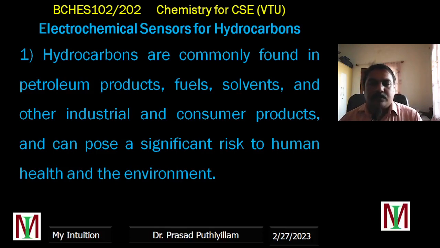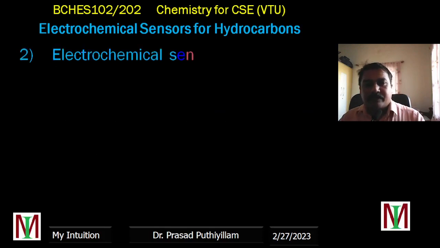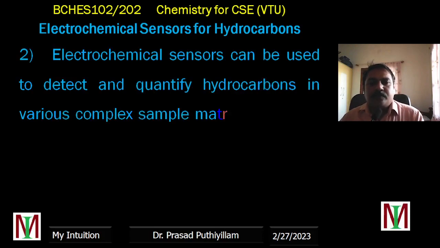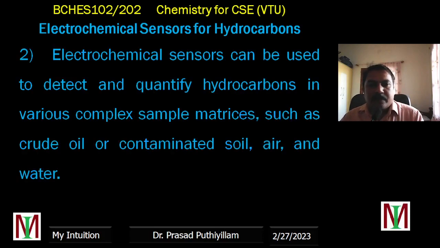Therefore, handling those petroleum products, fuels, solvents, other consumer products, some creams that we use, all of these contain hydrocarbons. So we have to monitor in such a way that those which are poisonous to our body should not be present there. Even for those which are less poisonous, chemicals when we use them will have some sort of poisonous effect. Therefore, we have to avoid or minimize that poisonous effect. Electrochemical sensors can be used to detect and quantify hydrocarbons in various complex sample matrices such as crude oil or contaminated soil, air, and water.